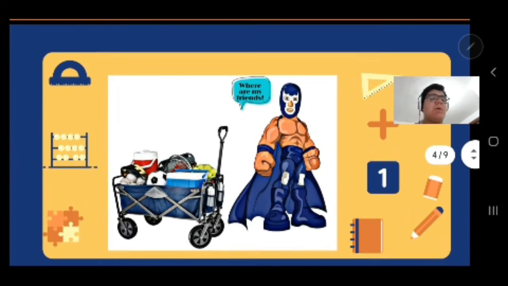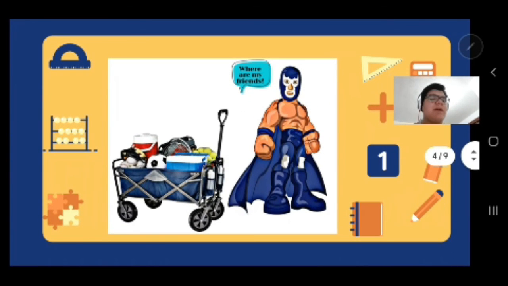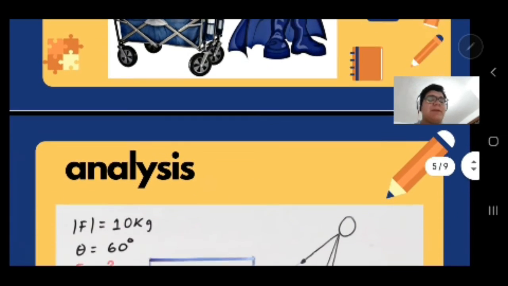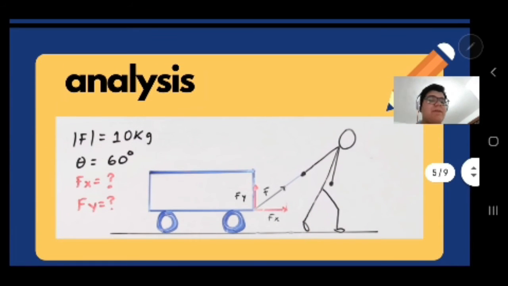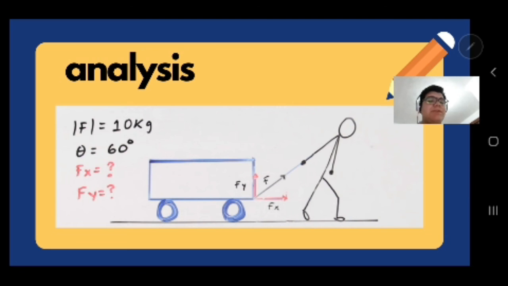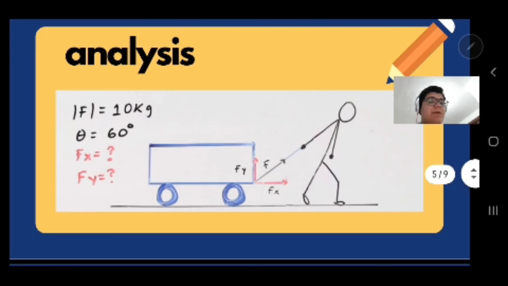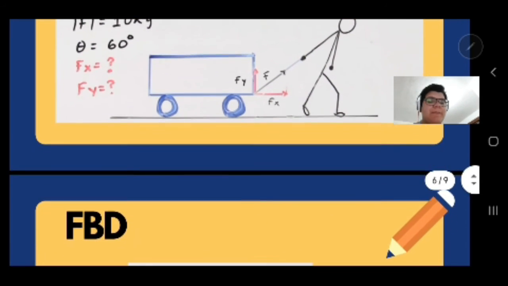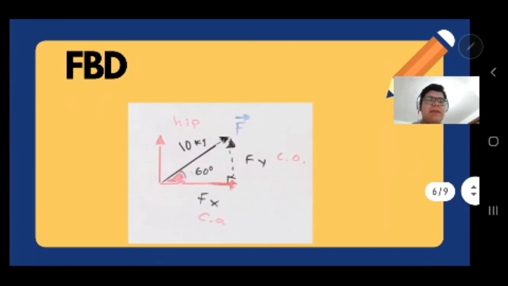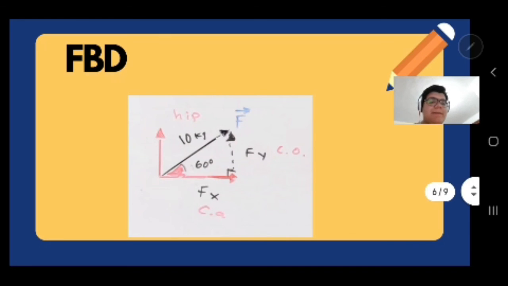Okay, so as you can see here, we have the illustration of the problem. Next is the analysis of the problem, as you can see here, to identify the components of the force with an angle of 60 degrees, and the resultant force is 10 kilograms. Okay, in this step, you have to create the free body diagram. Okay, as you can see here.